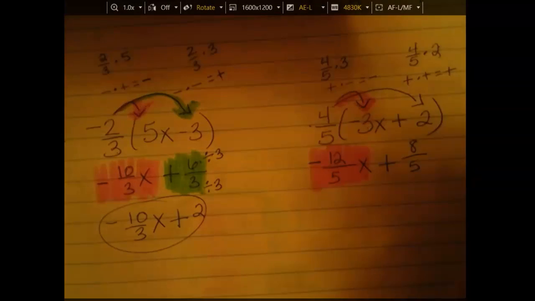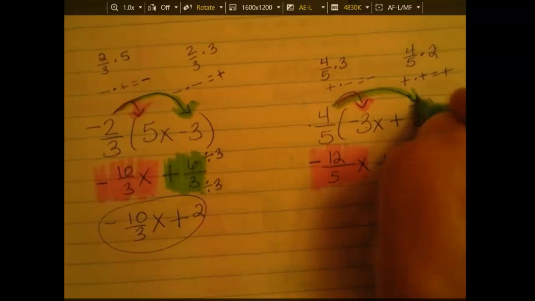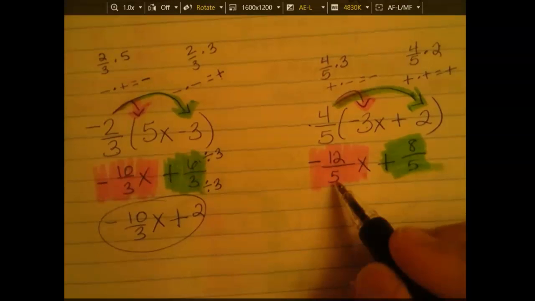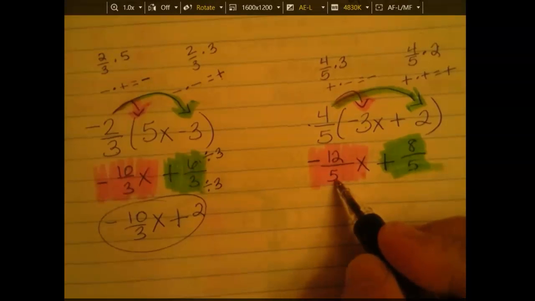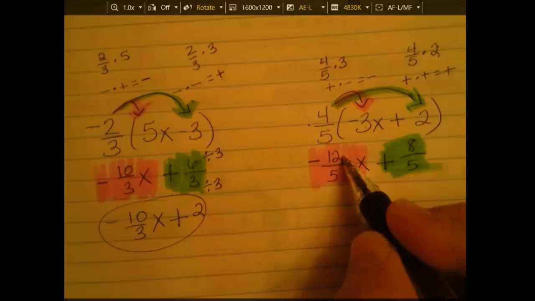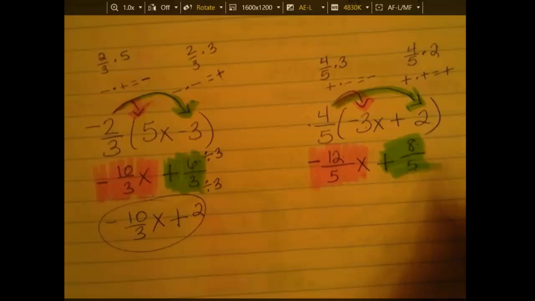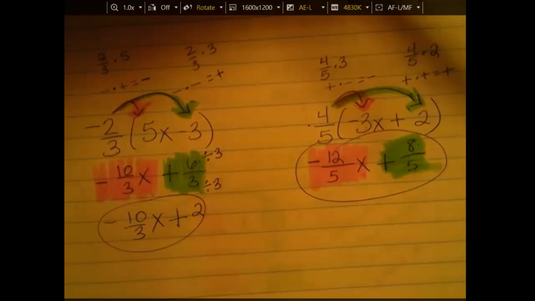Now I'm going to see if I can simplify either one of these. 5 is the only number that goes into 5. Will 5 go into 12? No. 5 is the only number that goes into 5. Will 5 go into 8? No. So that means this is the answer.